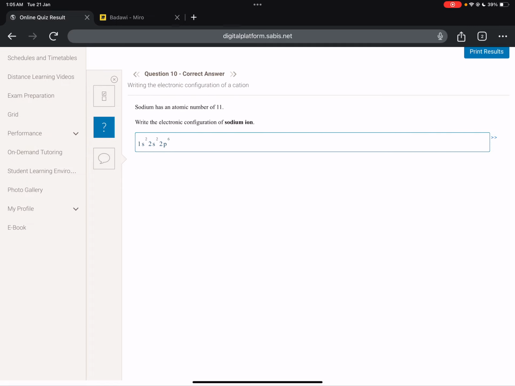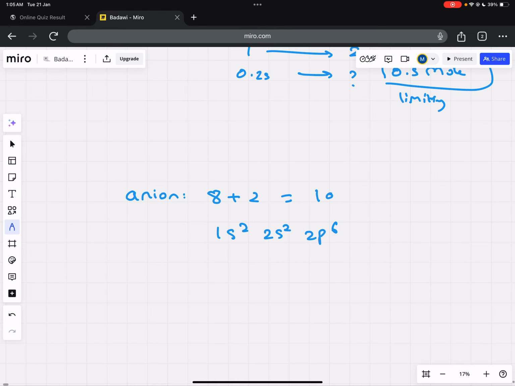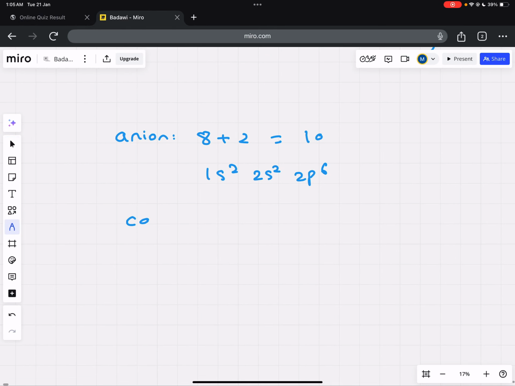Now here we have a sodium ion. It will be what? Na+, and it is a cation. Now cations, we do their electron configuration in a different way. We're gonna do it normally first. So for cation, do it normally. That's your first step. Then second step, remove electron from outermost shell.